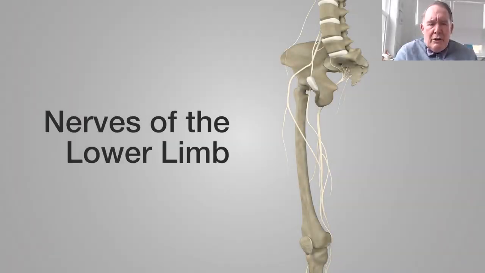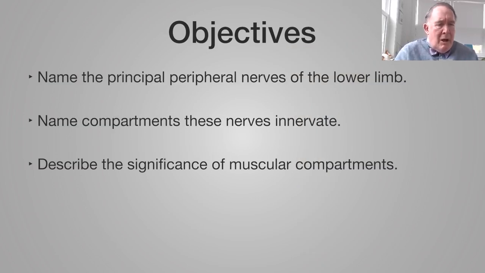Today we will discuss nerves of the lower limb. Our objectives here are to name the principal nerves of the lower limb, describe the compartments that these nerves innervate, and to describe the significance of these muscular compartments.